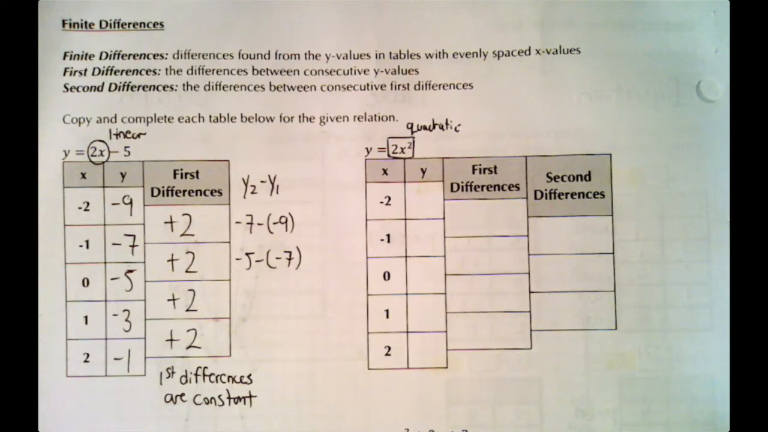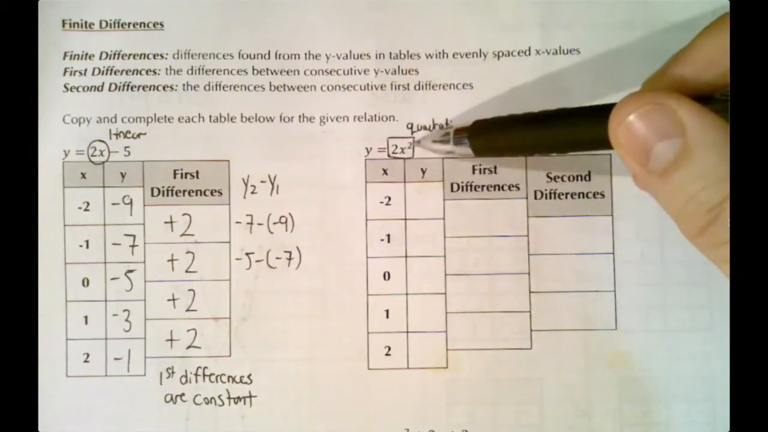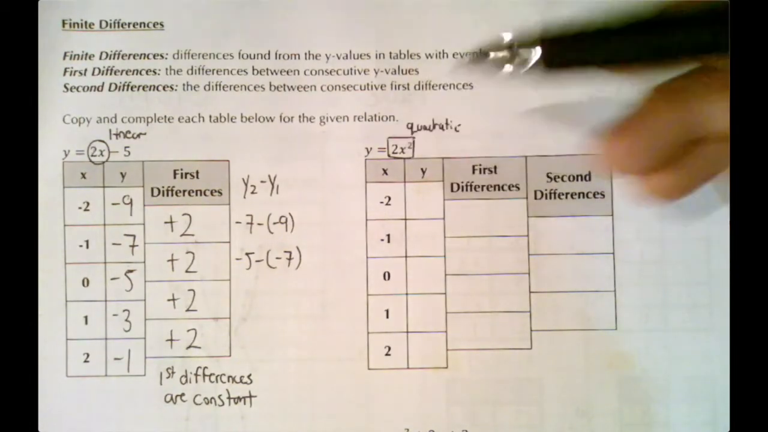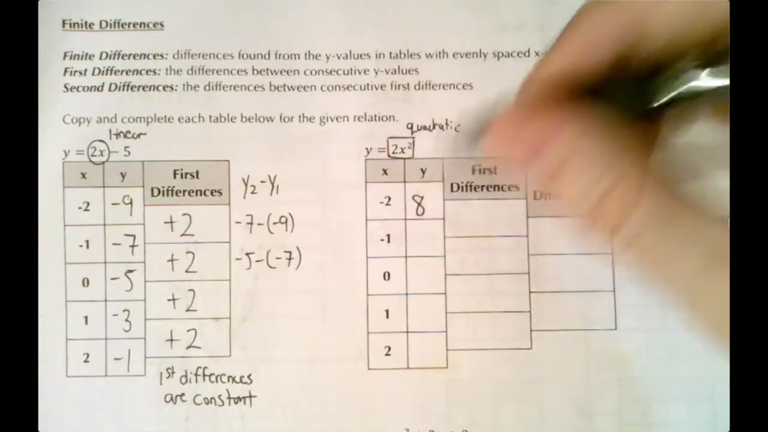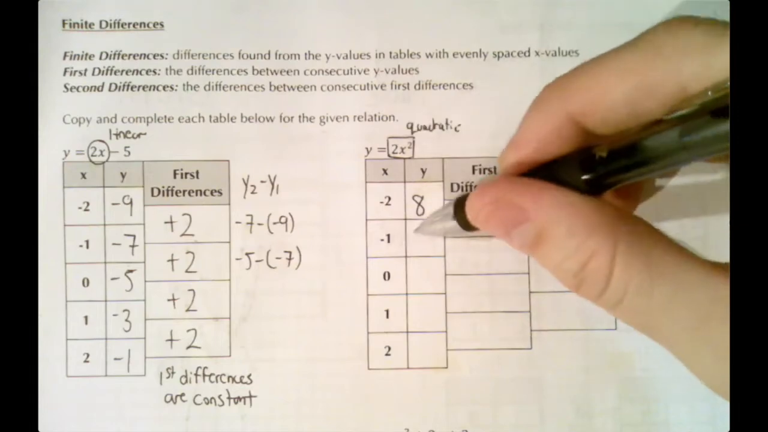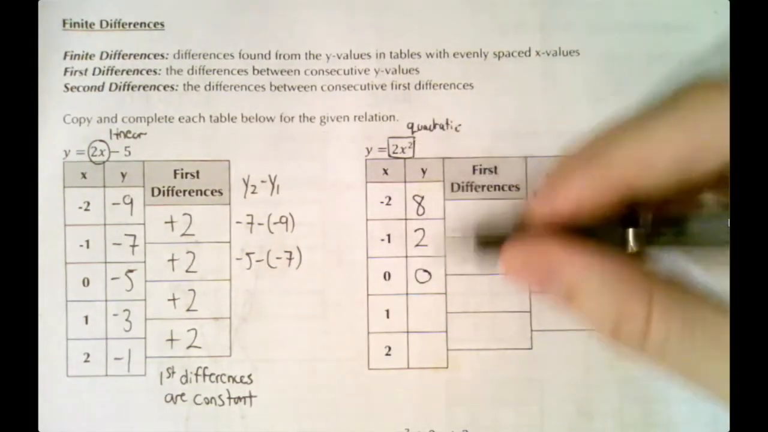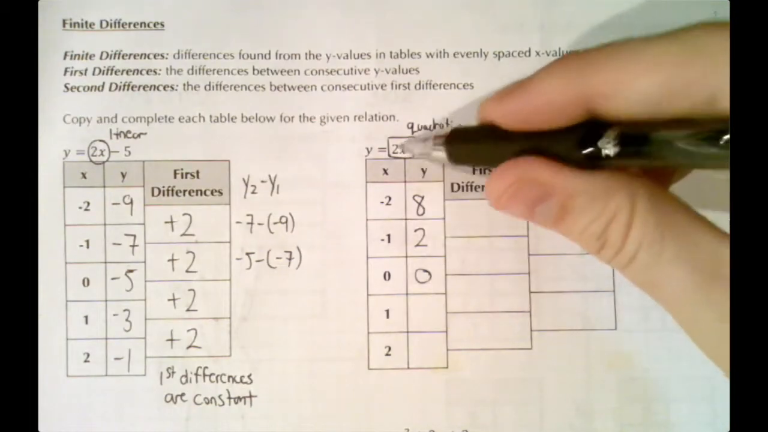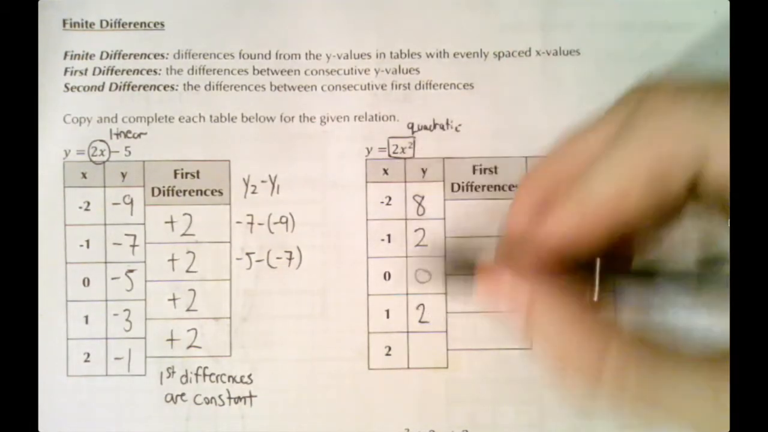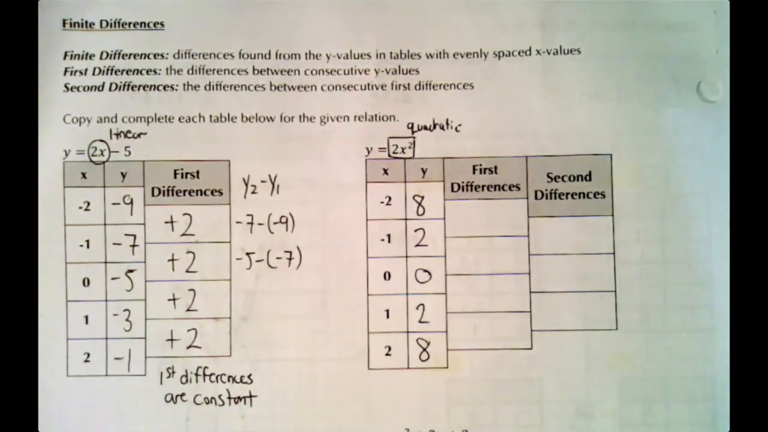Quadratics don't quite behave the same way. They don't go up by the same amount each time. Let's do the math to prove it. Negative 2 squared is 4 times 2 is 8. We actually made this table on the last page. Negative 1 squared is 1 times 2 is 2. 0 squared is 0, so that's going to be 0. Now we're going to be symmetrical. 1 squared is 1 times 2 is 2. 2 squared is 4 times 2 is 8. Now we have our y values.